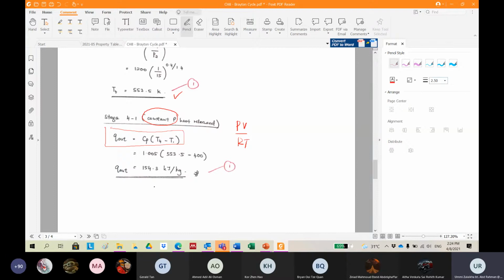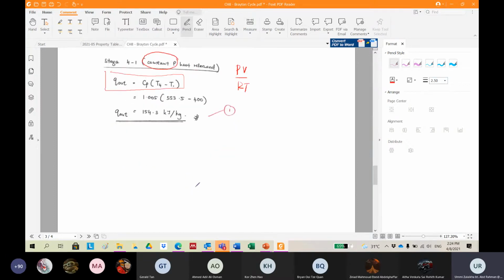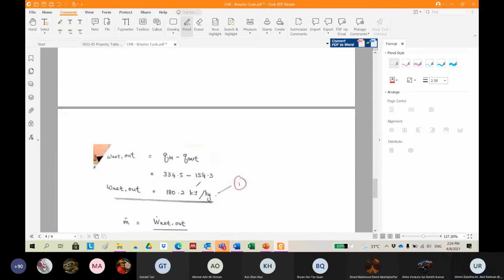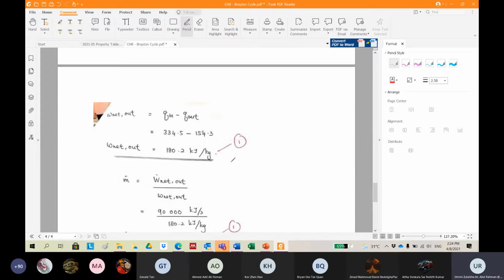So make sure the units are there. Okay, the unit is correct and is there. Then you get the W net out. W net out is basically this formula is the same for all engine cycles, whether it is Otto, Diesel, or Brayton. Take that in kilojoule per kilogram.